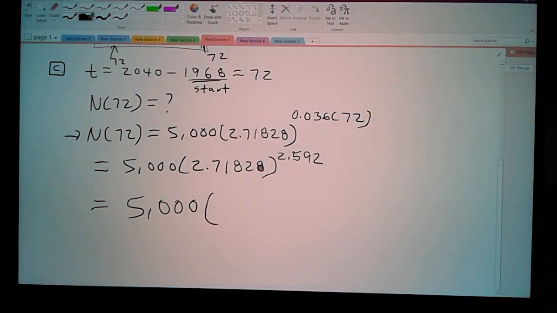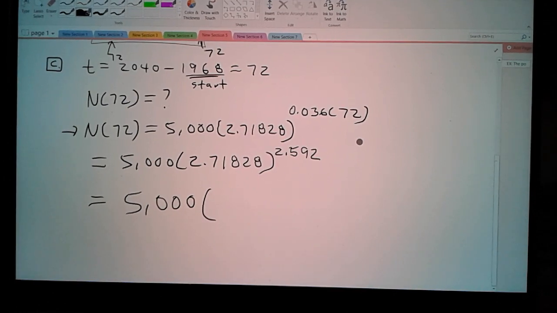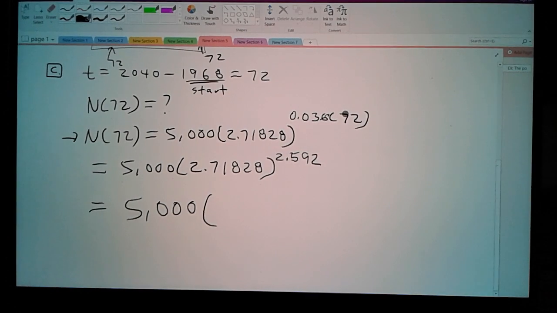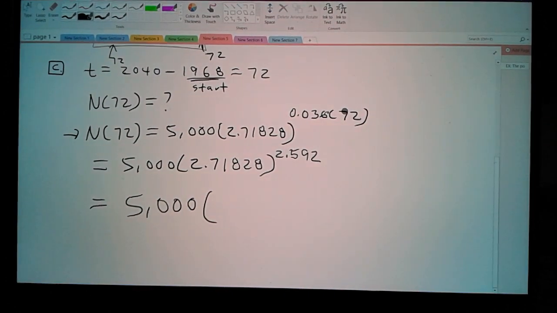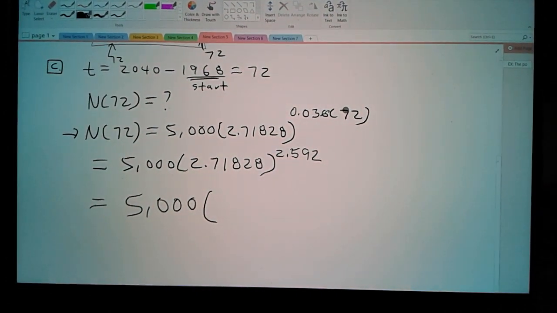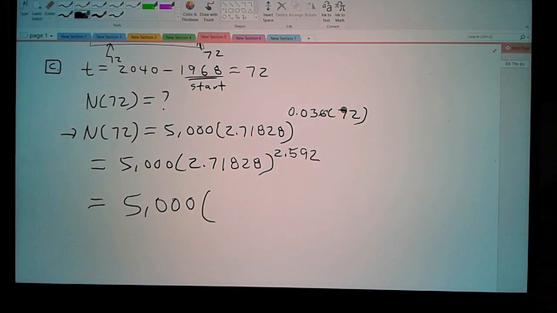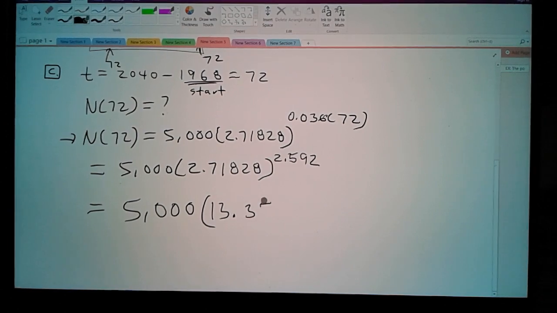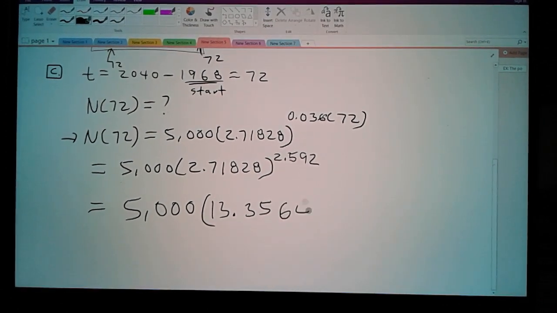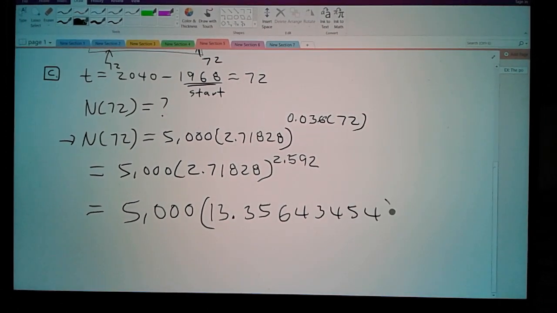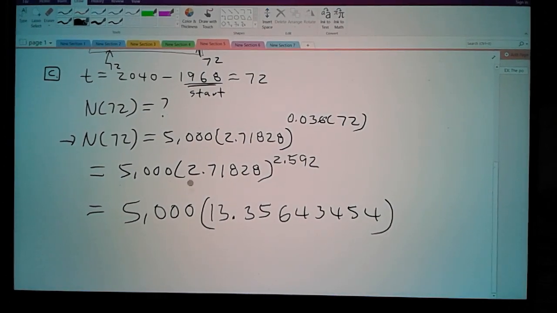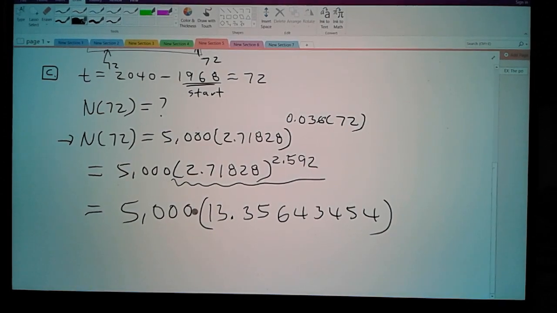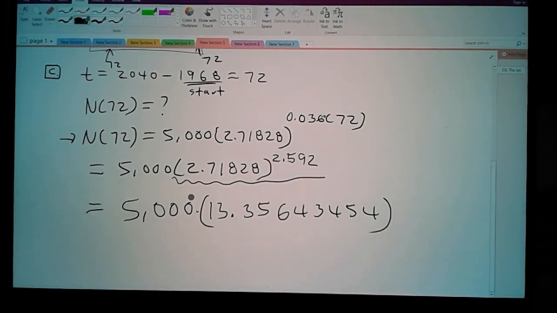Okay, so 2.71828 to the power of 2.592. That's what you get when you multiply these numbers together to the power. So 2.71828 is e. If I raise that to the power of 2.592, I get 13.35643454 on my calculator. So again, we have to do order of operations. So we do exponents before we multiply, as we've seen earlier today.